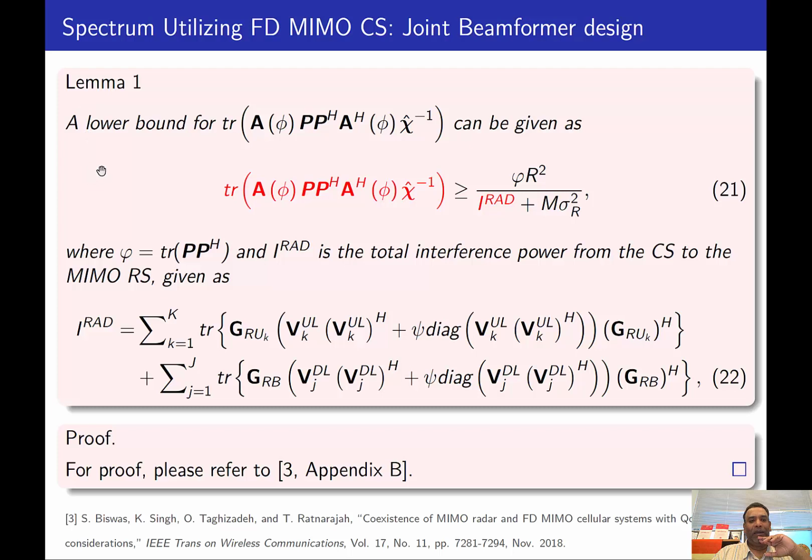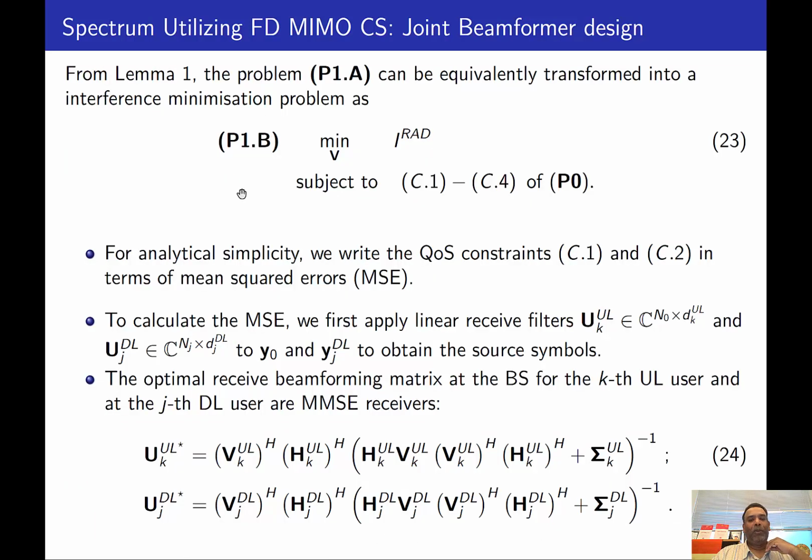So there's a lemma here that we derive. This non-central parameter is lower bounded by this expression here. This IR/DR is the total interference power from the cellular system to the MIMO radar system. This radar is given by this expression here. The proof is again given in this paper. If you are interested, please have a look. So now the problem of maximizing the probability of detection of the radar turns out to be minimizing this interference term subject to all the constraints that I mentioned before.